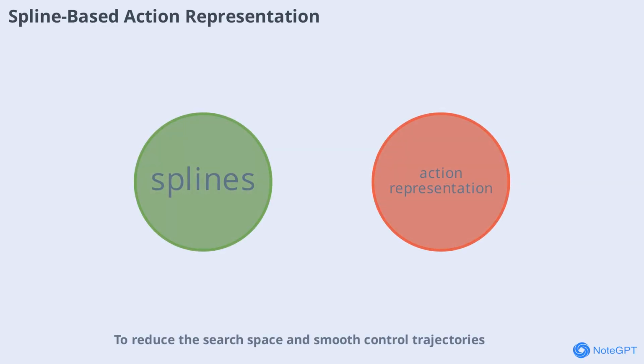Reduce the search space and smooth control trajectories. MJPC uses spline-based representations for actions. Users can choose from cubic Hermite splines, piecewise linear interpolation, or zero-order hold. This approach not only simplifies optimization but also ensures that control actions remain within physical bounds, making it ideal for real-world robotics.